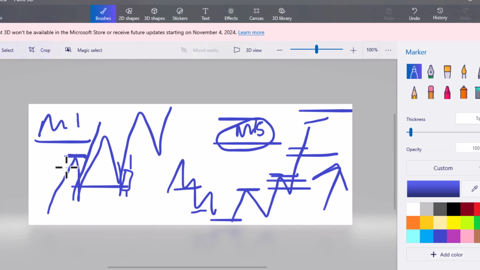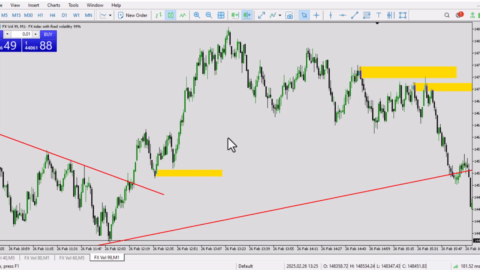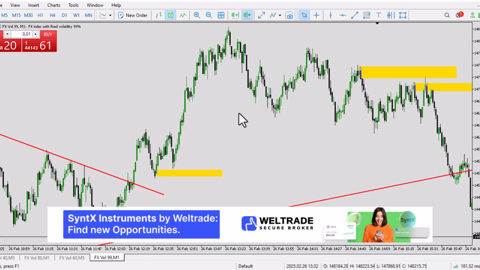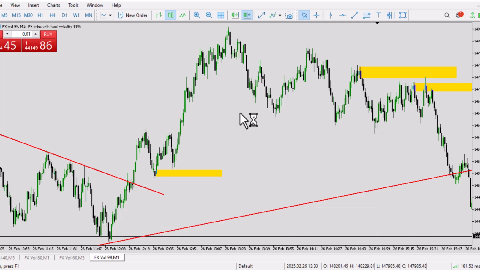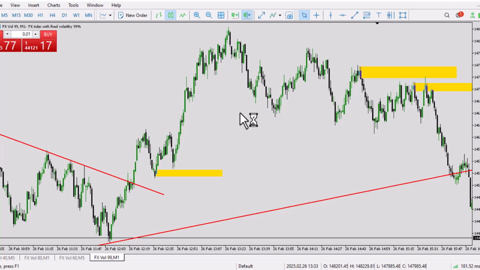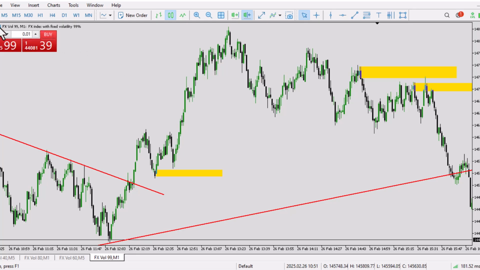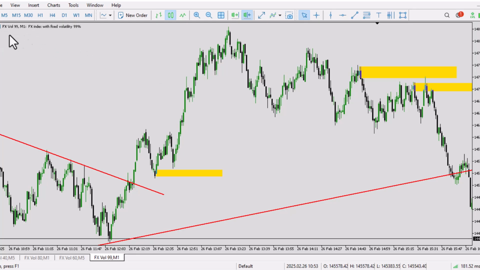We are done with this whiteboard. Let's go to the charts and see what you are doing. And these charts that you are seeing here are from World Trade, and World Trade is a broker that offers currencies and synthetics for your trading. So what we are going to be doing here, we're going to be looking for a pair called FX Vol 99. We're going to be using FX Vol 99, and as you can see, we are on the M1.